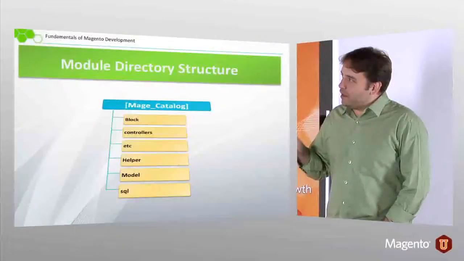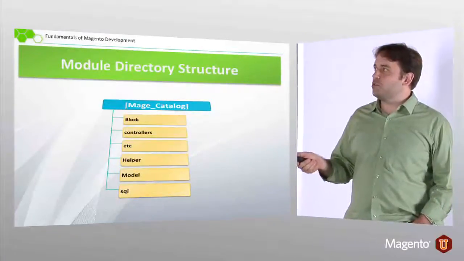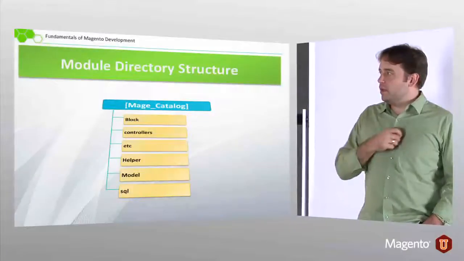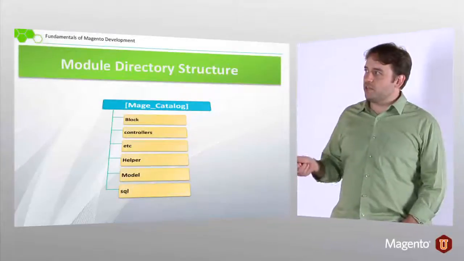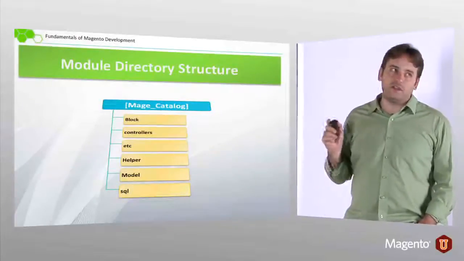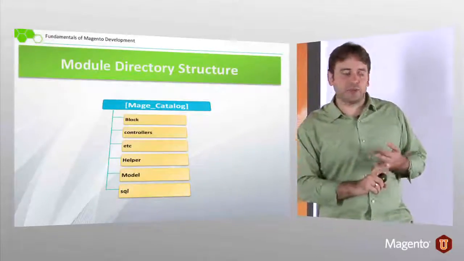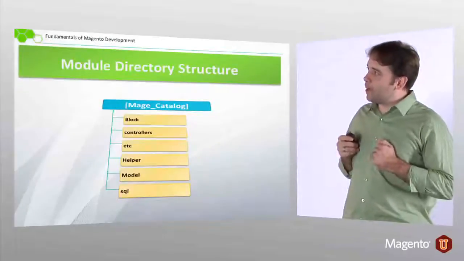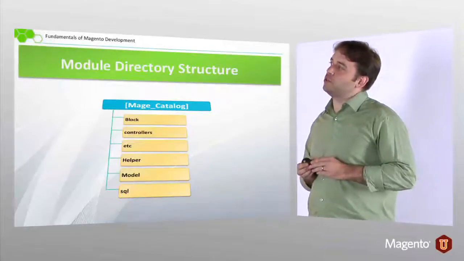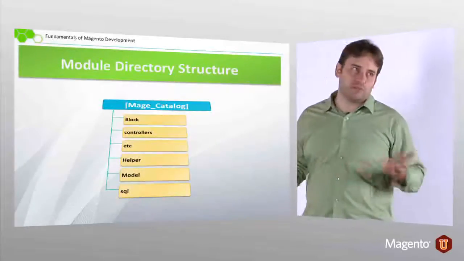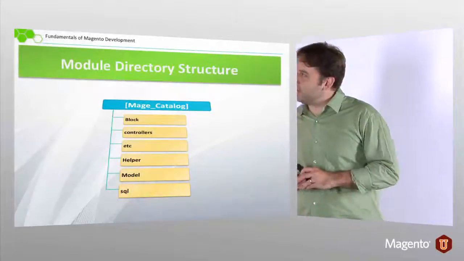When you're configuring your module, suffice it to say that you specify a path that will get you to block, helper, and model. It's possible to change these easily in your configuration, but I always recommend that you use block, helper, and model simply because that's what Magento does, and that's what other developers will expect that you've done. The very simplest module that you could have would only contain an etc folder with a configuration file in it, config.xml.